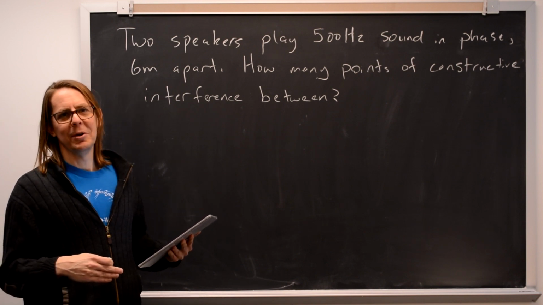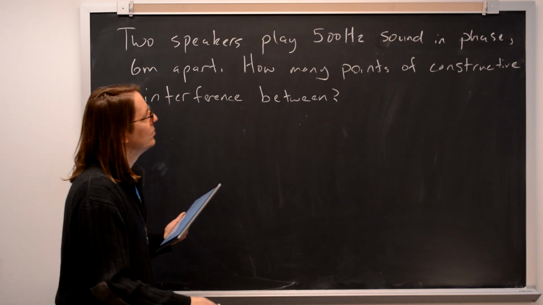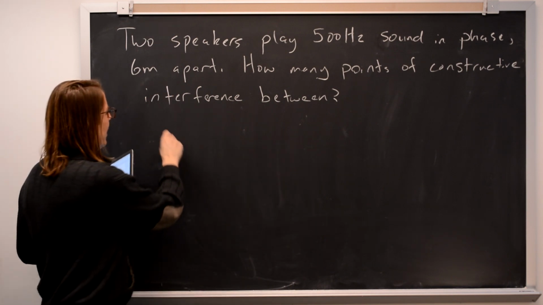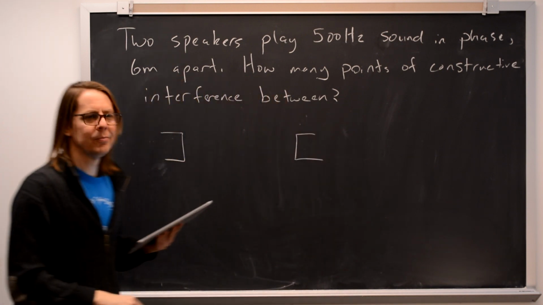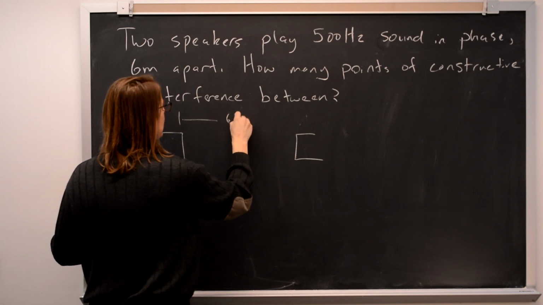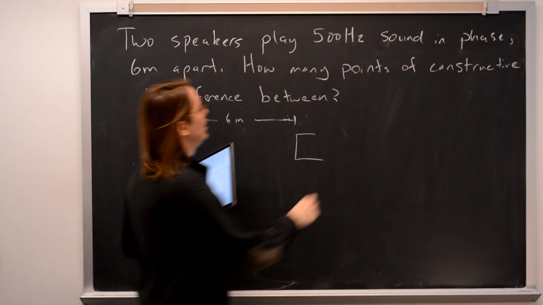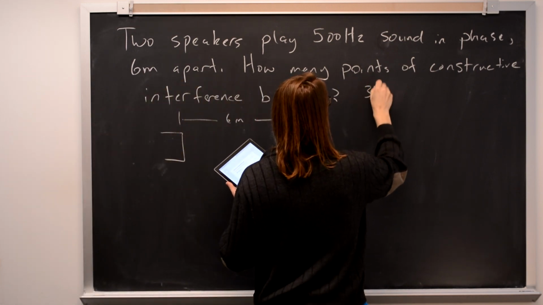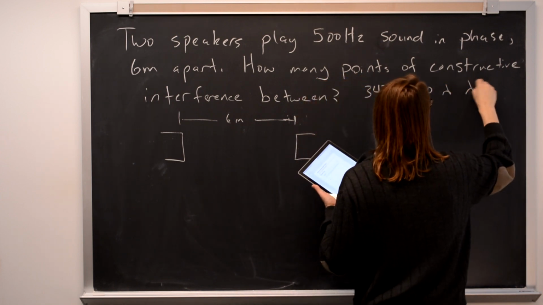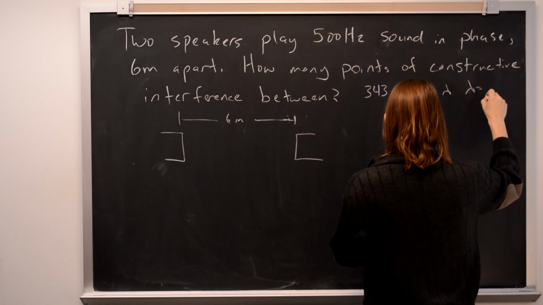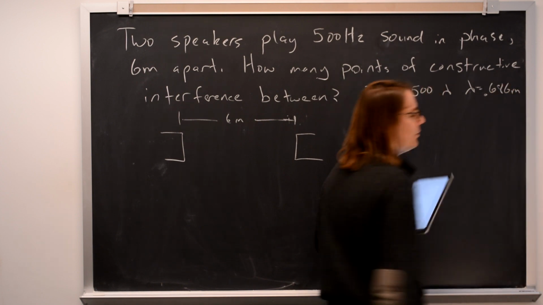This is another speaker face-off. So speakers playing 500 hertz sound, 6 meters apart. How many points of constructive interference are there between them? So you know this is 6 meters. You're clearly going to need the wavelength. So let's get the wavelength real quick. That was right. 343 meters per second equals 500 times the lambda. So lambda is 0.686 meters. Yeah, 0.686 meters. That was correct.